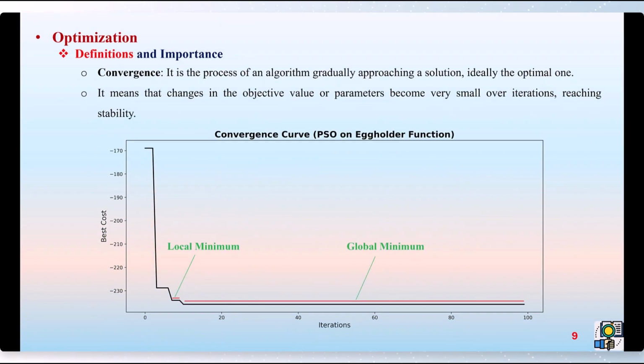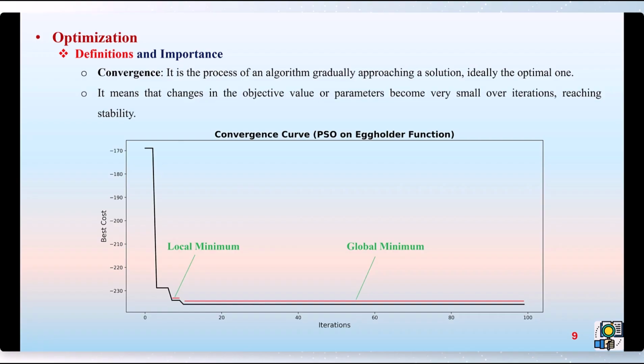Convergence is so important because all optimization algorithms finally converge to a solution. Convergence is a process where an algorithm gradually approaches a solution, ideally the optimal one. It means that changes in the objective value or parameters become very small over iterations, reaching stability. For example, in the figure, we can see a convergence curve of the PSO algorithm on the Egg Holder function. Egg Holder is a test function, which I'm going to cover in the next slides.